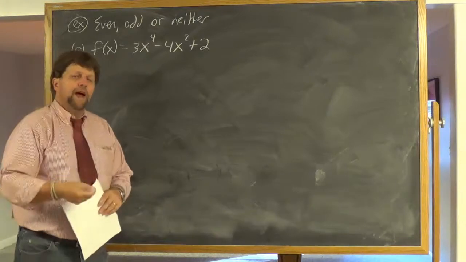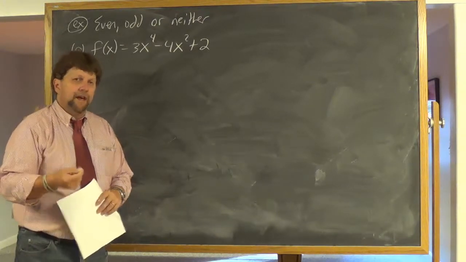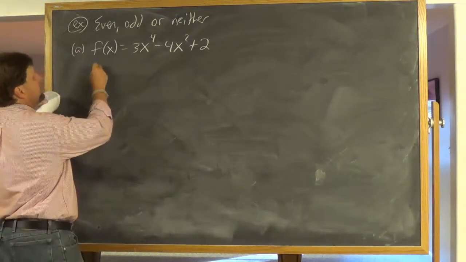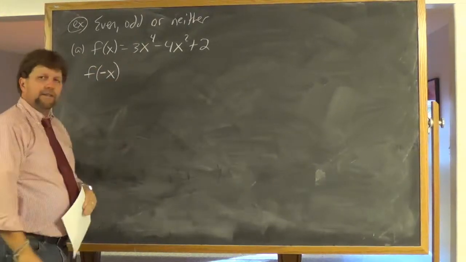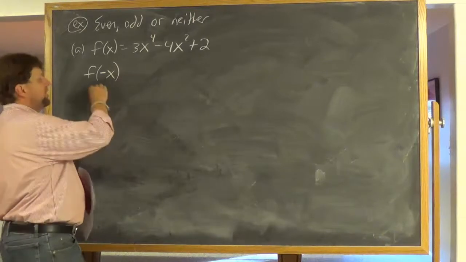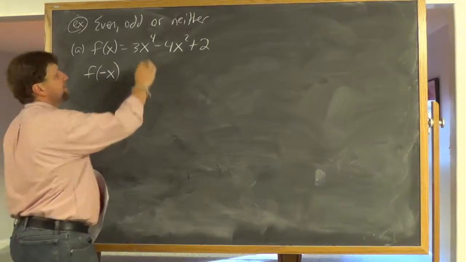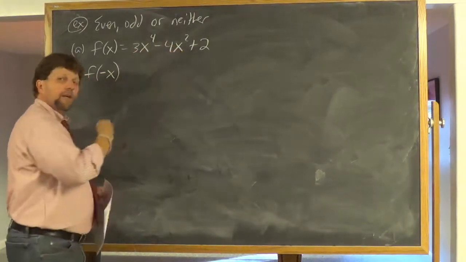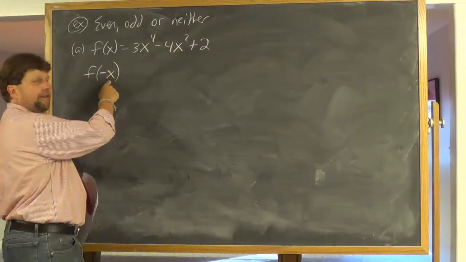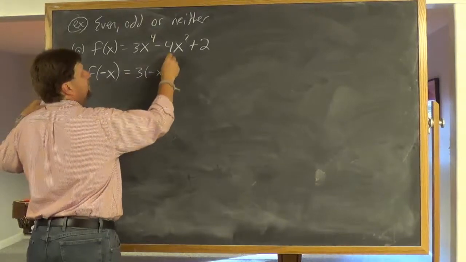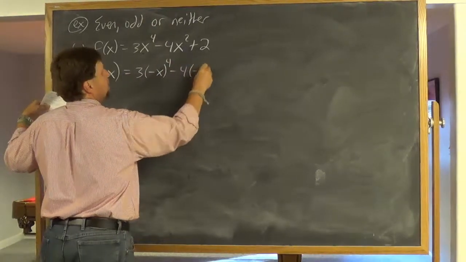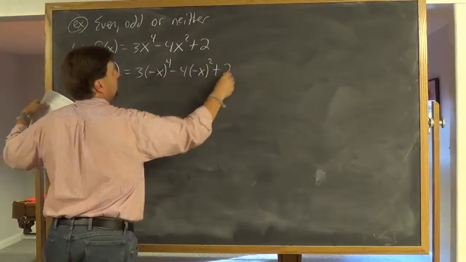I'm going to evaluate the function at -x. I'm going to evaluate the f of -x. So remember, to determine the f of -x, wherever I see an x, I'm going to replace it with -x. So I'd have 3 times (-x) to the 4th minus 4 times (-x) squared plus 2.